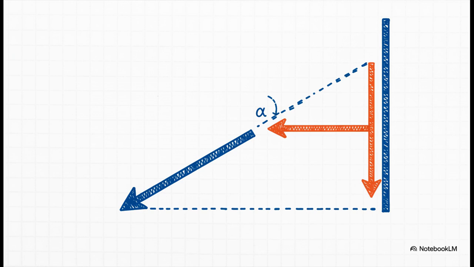Pro tip for any collision problem that happens at an angle: the first thing you should always do is break your velocity vector into components. Since the wall only pushes perpendicularly, it makes a ton of sense to split the velocity into a part parallel to the wall and a part perpendicular to it. A little trick gives us v sine alpha for the parallel part and v cosine alpha for the perpendicular part that's heading right into the wall.